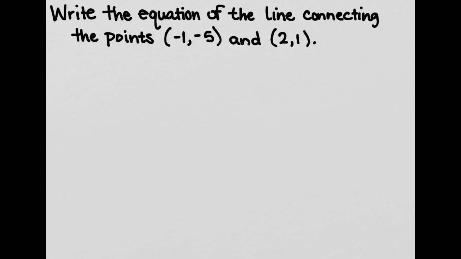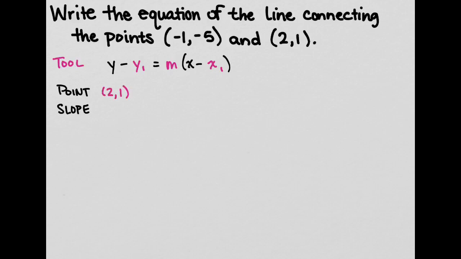So, when you've been asked to write the equation of the line connecting the points -1, -5, and 2, 1, you're going to want to use the tool point slope form, which is y minus y1 equals m times x minus x1. This is called point slope form because it requires a point and the slope of the line. I have 2 points, and you can pick either one of them. I'm going to pick the one with only positives in it because it's easier to work with.